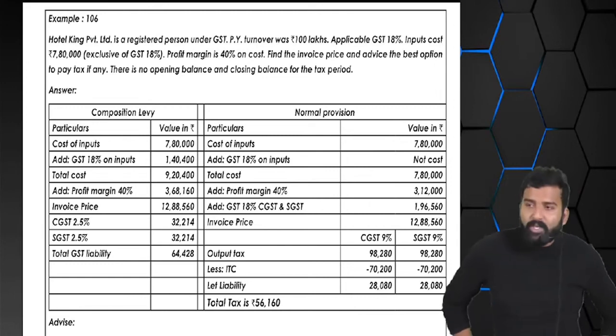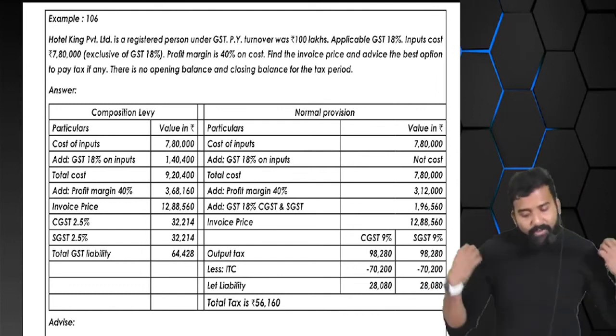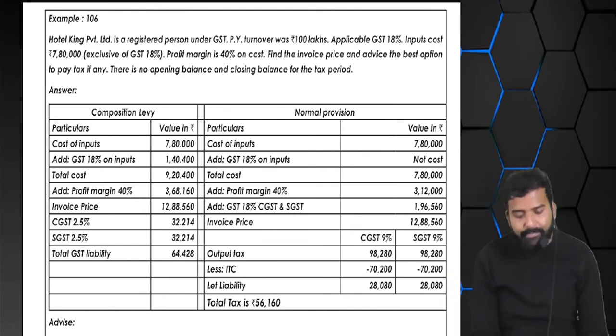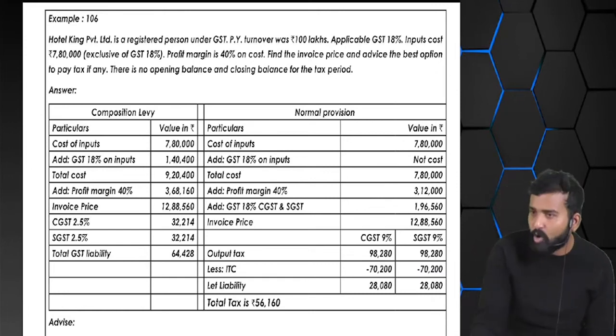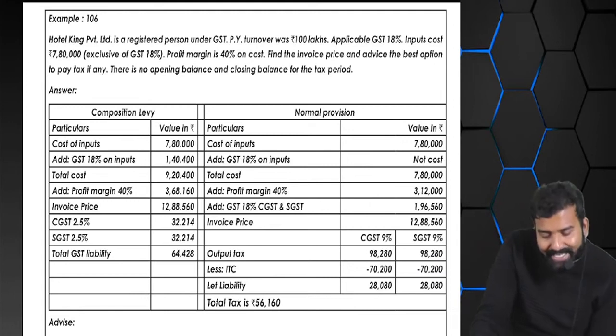So there are two options. First, he can avail the composition scheme because his turnover is not more than 1.5 crores. Of course, he can avail it. Hotel King name suggests that he is a restaurant, so the rate of GST in the composition scheme is 5%.